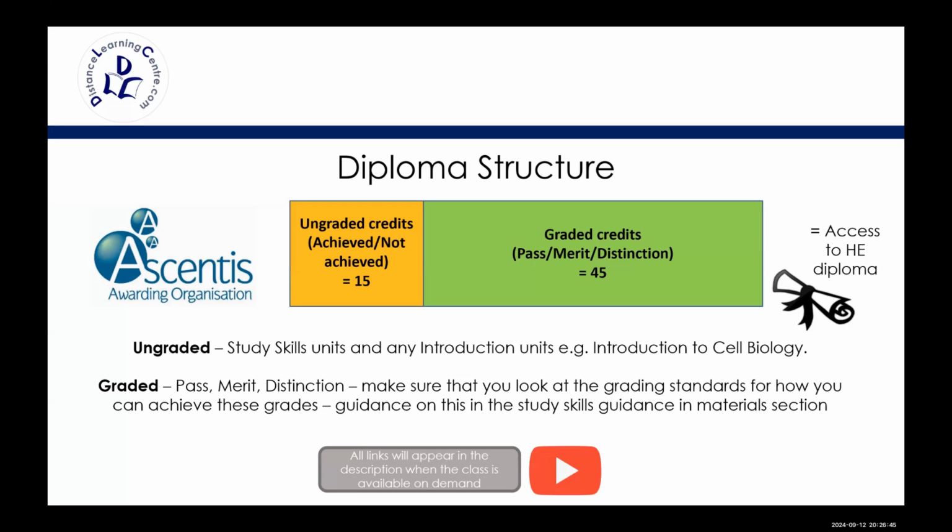And then the graded units, like I've said before, are at pass, merit, or distinction. Make sure that you have a look at the grading standards for how you can achieve those pass, merits, or distinctions. And there is a study skills guide that talks about the grading standards. And like I said before, we're a little bit cheeky because we pretend that those ungraded units are graded, and grading standards are actually in those units as well, so you can have a look at them, get a feel for what they're like. So when you get to those graded units, you can go, grading standards, I know what they are and I know what I need to do.